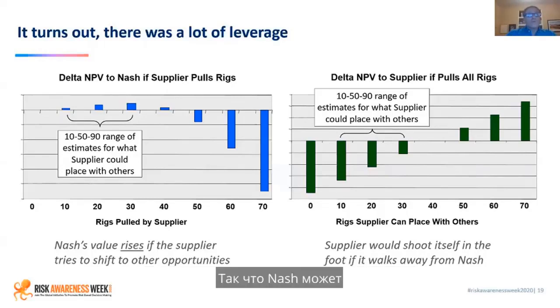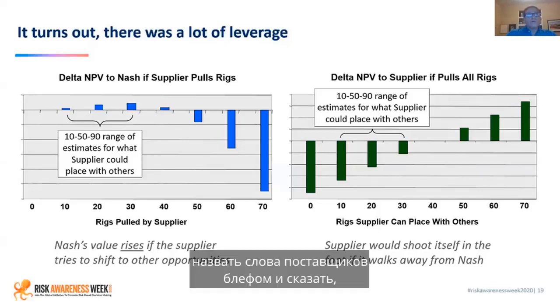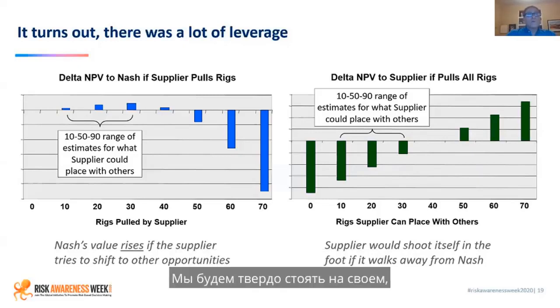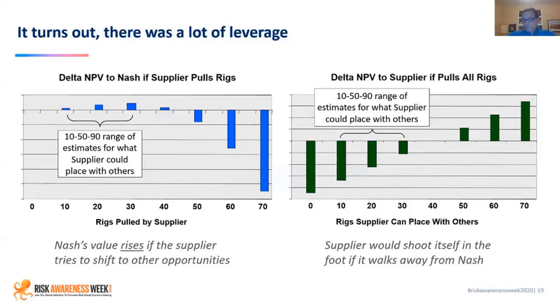So the chances are Nash could call the supplier's bluff and say, we're not going to accept this price increase, we're going to stand firm because you don't really have a better alternative and you can't really hurt us.